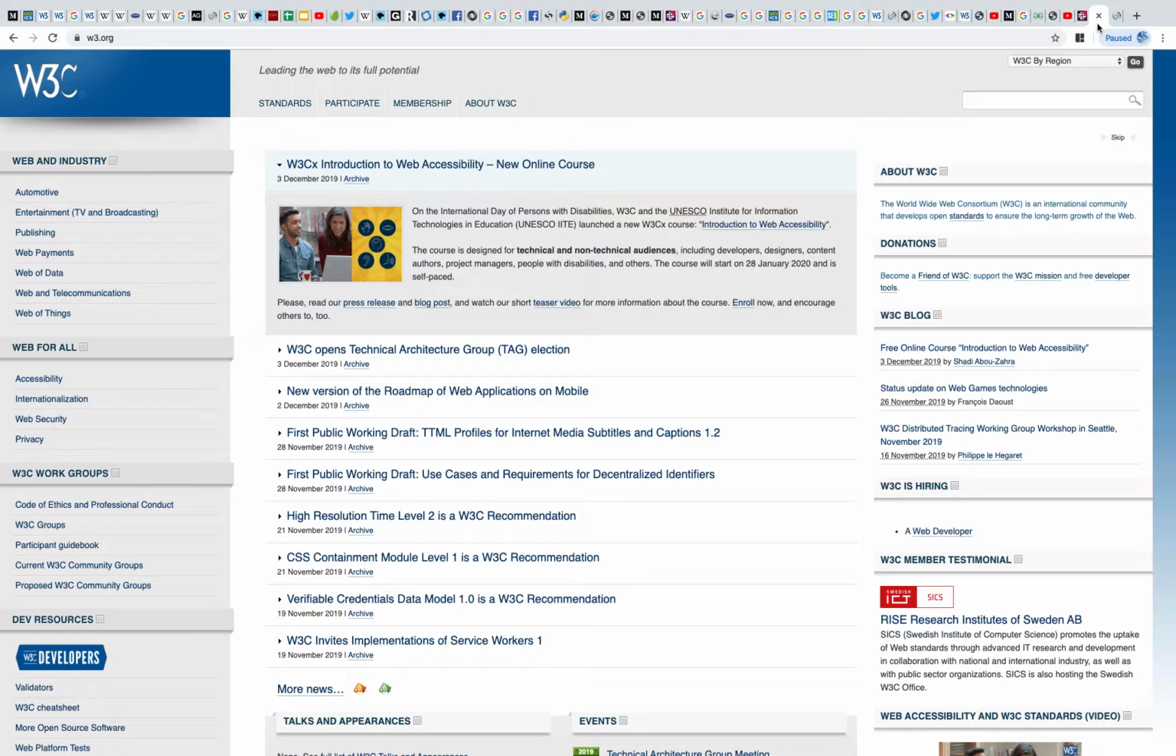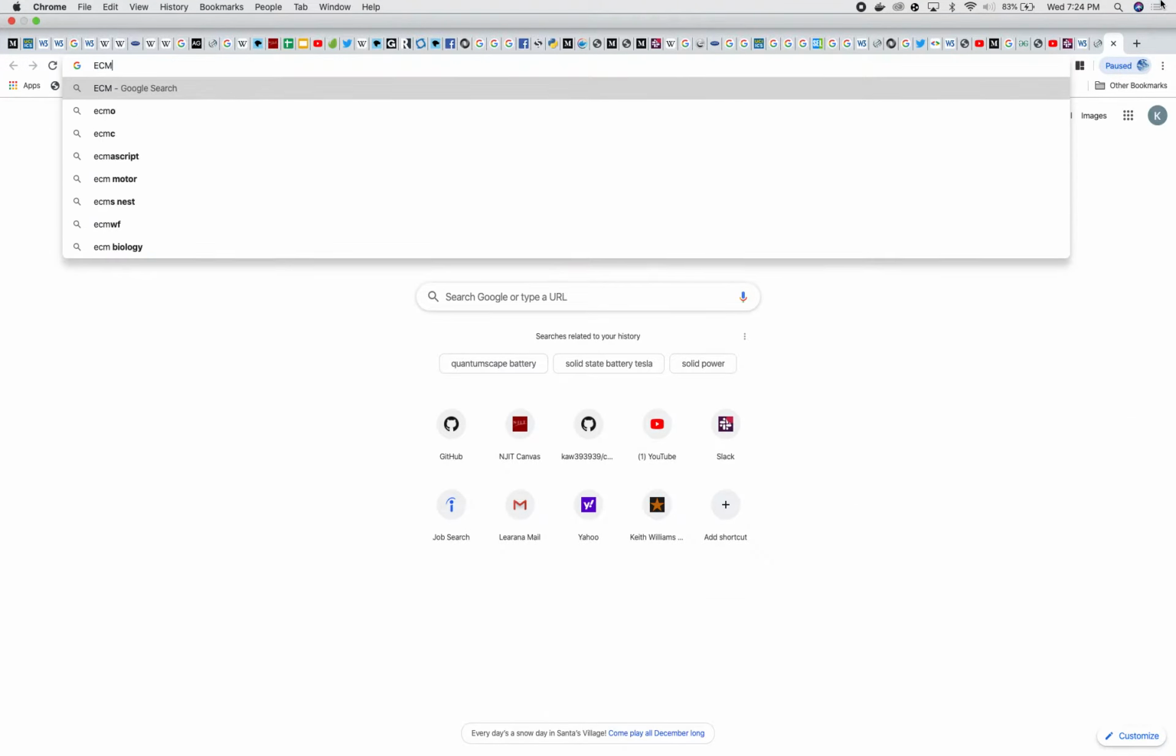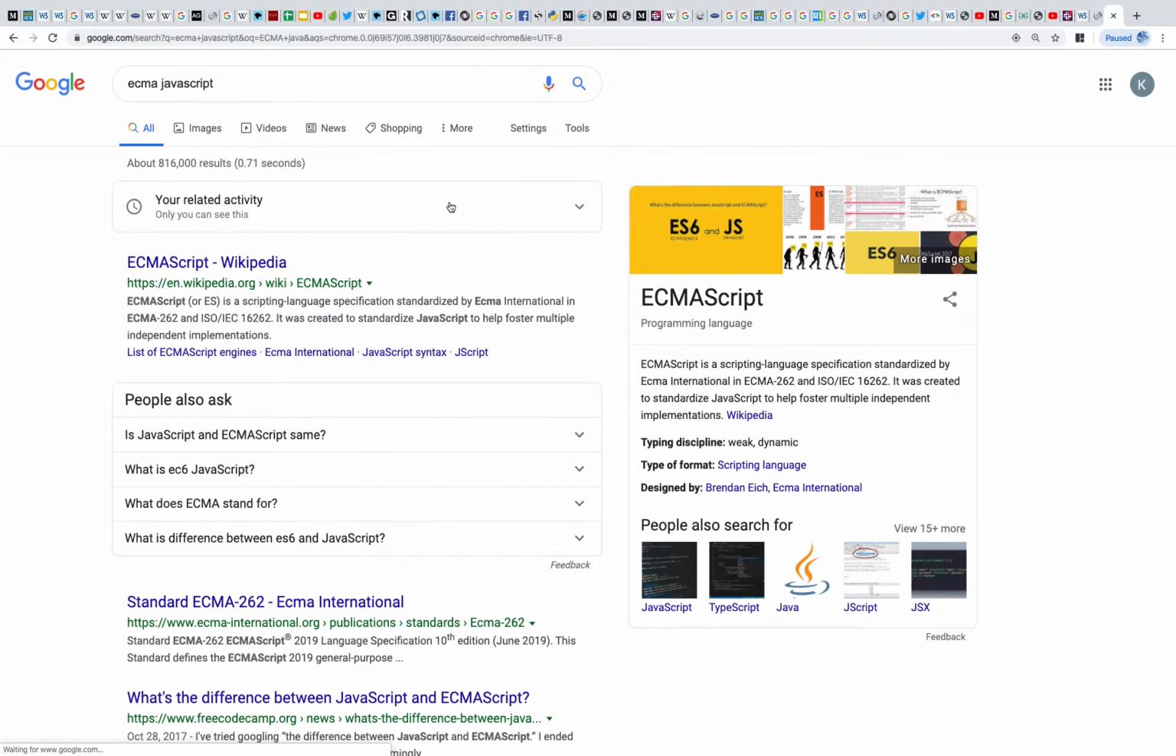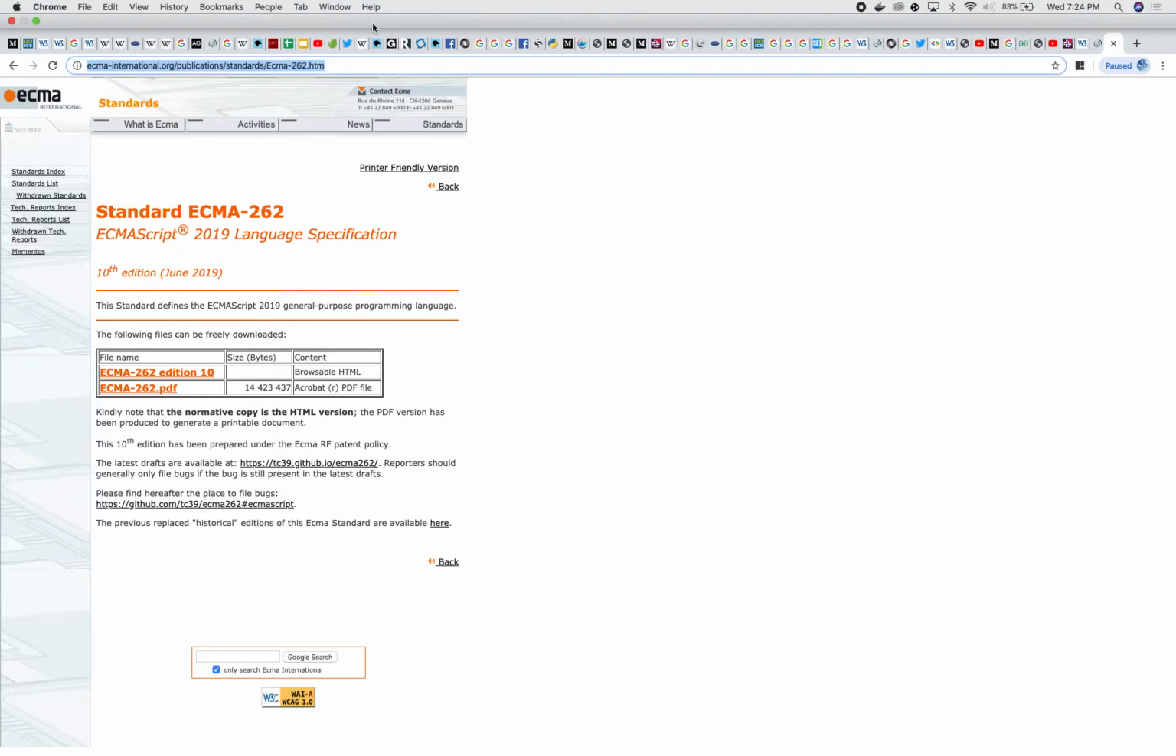They also have a degree of involvement with CSS. What's interesting is people think that they control JavaScript, and they don't. They make recommendations for JavaScript, and they do things related to JavaScript, but they don't actually control the standard of JavaScript. The standard of JavaScript is controlled by ECMA, ECMA 262. This is JavaScript. So let me put that in my presentation real quick.